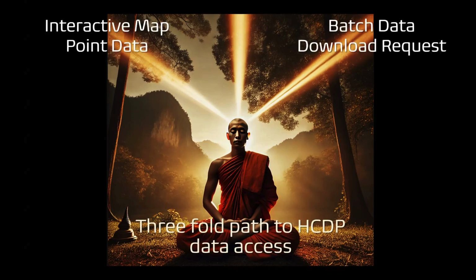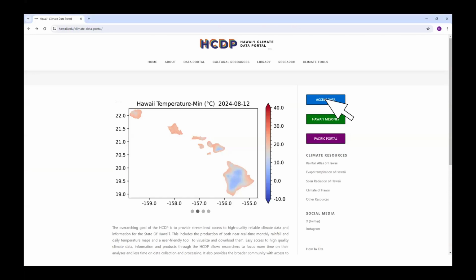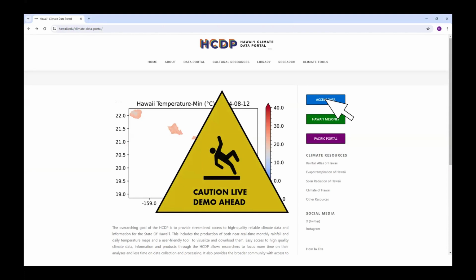So to begin, we're going to start with the interactive ways that you can do this, so the interactive point data, and then also move on to the batch data download request. So that being said, we're going to move on to the workshop, and I'm going to pass this off to Carrie. And she'll be doing a live demo. So if you go to the HCDP page and click on access data, she'll guide you from there.